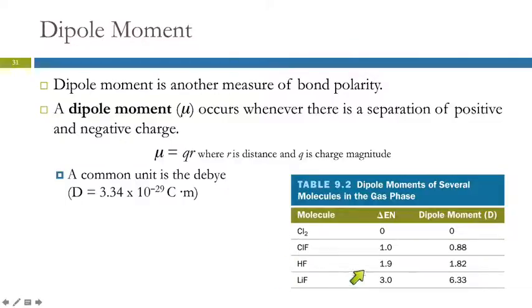If we look here, we see difference in electronegativity. A chlorine molecule, two chlorine atoms, same electronegativity. They're the same element. Difference in electronegativity is 0. The dipole moment's also 0. If we get to something like lithium fluoride, where we have a metal and a nonmetal, we have a high difference in electronegativity, and we have a large dipole moment. So the higher the dipole moment, the more polar the thing is. Ionic is just extreme polar. Any questions?